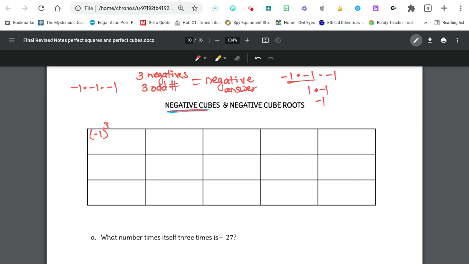I'm going to stick to the fact that I have an odd number of negatives because I have 3 negatives. So I know my answer is always going to be negative. So negative 1 cubed is simply negative 1 times negative 1 times negative 1, which is negative 1. Negative 2 cubed is negative 8 because you still have 3 negatives. Negative 2 times negative 2 times negative 2. In all of these cases, you're going to have 3 negatives and 3 is odd. So your answer is always going to be negative. When you cube a negative number, you're going to get a negative answer.